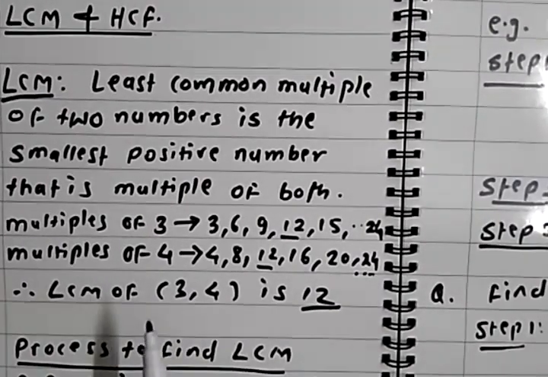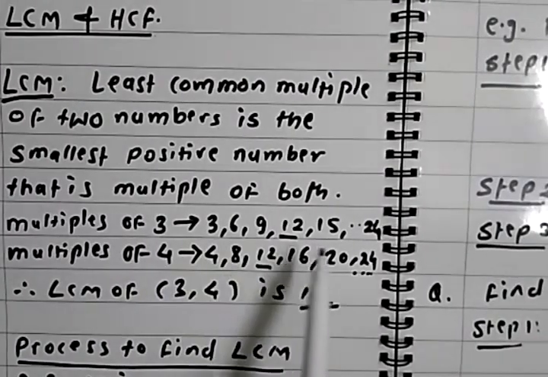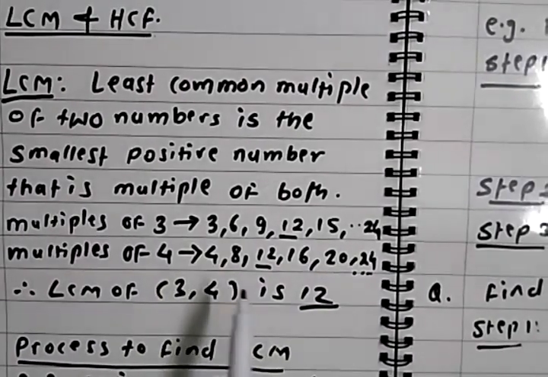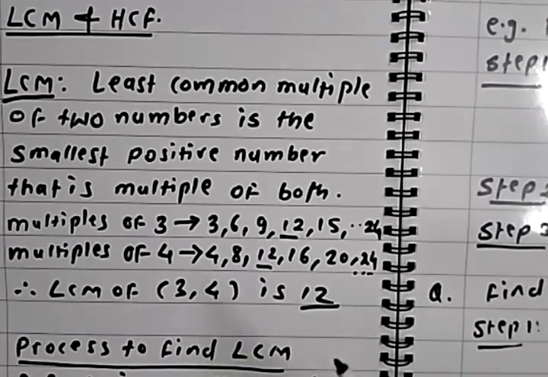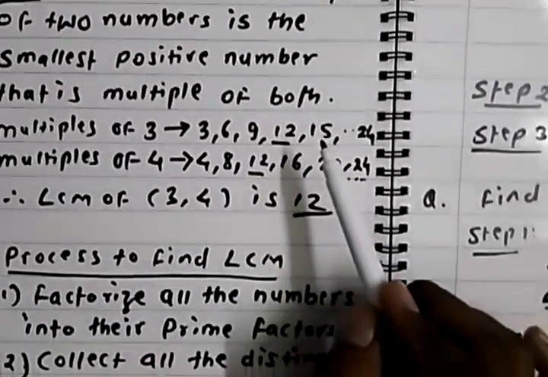Every time we need not do this process of writing all the multiples of both numbers and then finding the least among those. So there is a procedure to find the LCM. Here is the procedure.